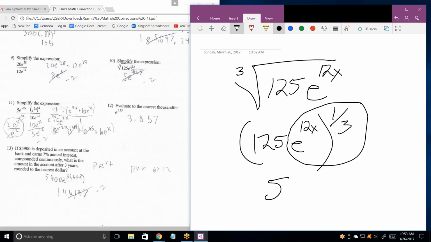So what's the rest of this? If you multiply 12 by 1/3, it'd be 4x. That's 4x. The base does not change. The base is e. The exponent is the only thing that changes. There's your answer. In other words, you always carry the base forward no matter what you're doing.